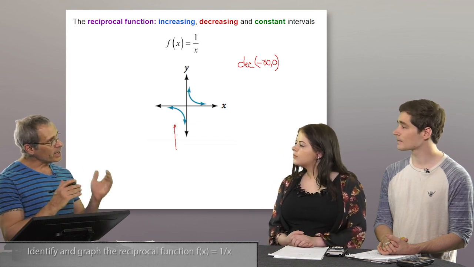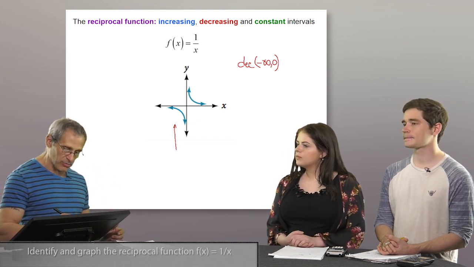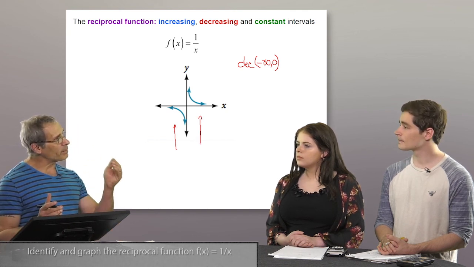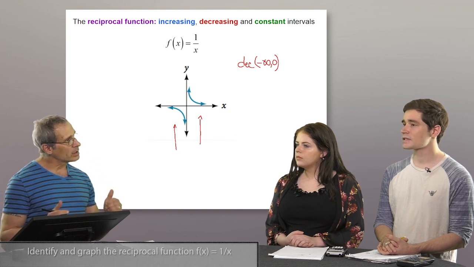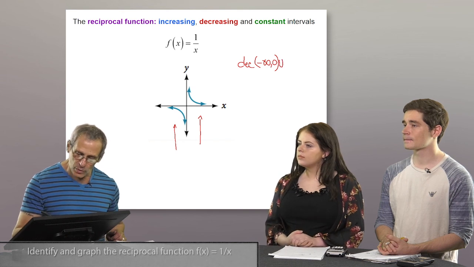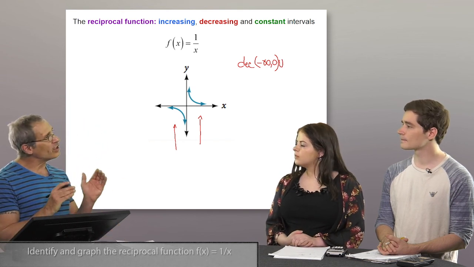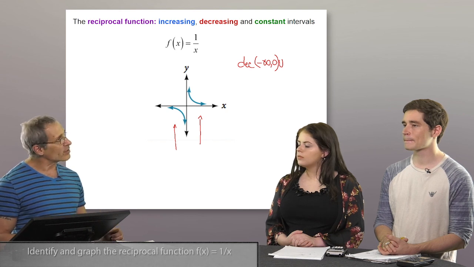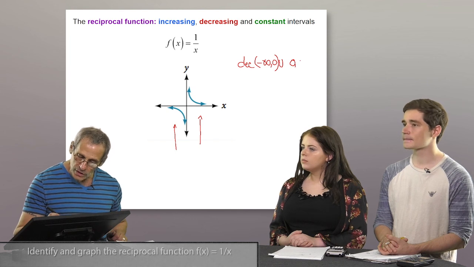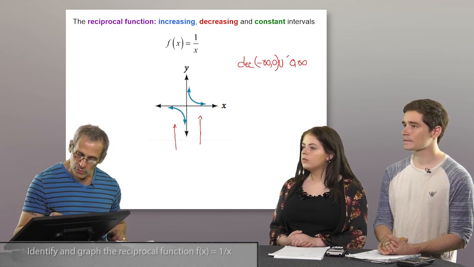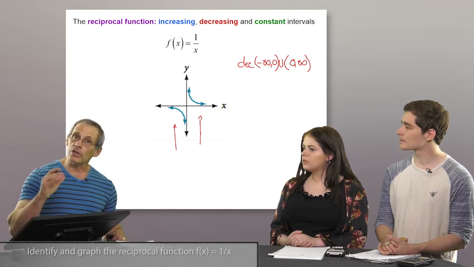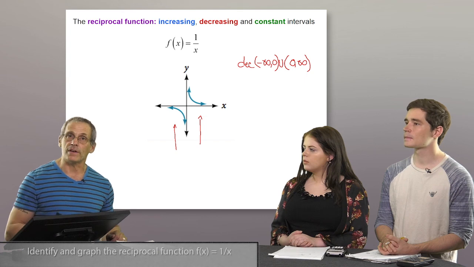Now I have a second branch to look at, and that second branch is here. As I look from left to right, the graph goes up or down or is horizontal. Looks like it's still decreasing. It's still going down. So I use a giant U for union. And what interval is it decreasing for that branch to the right of 0? 0 to infinity. Very good. Do I include the 0? No, so I use parentheses there as well. And so I'm decreasing on negative infinity to 0, union, 0 to infinity.